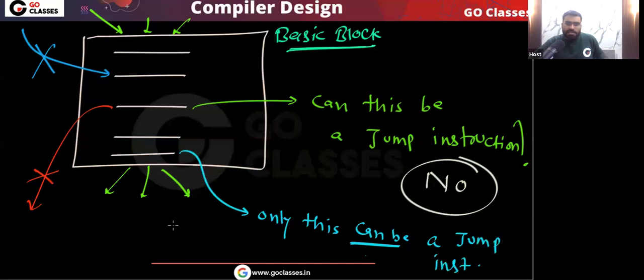Okay, only the last instruction can be a jump instruction. Only this instruction can be a jump instruction. No other instruction can be a jump instruction. Okay, clear? So very simple. The last instruction can be a jump instruction. Of course, it can be some other instruction also.